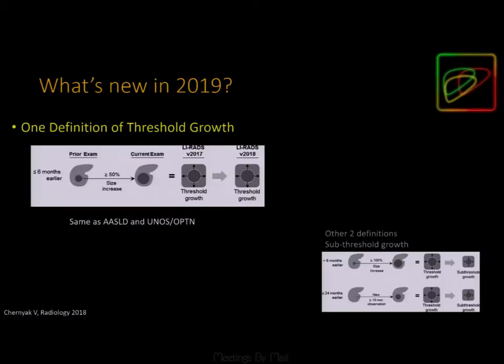What else did we do? We basically removed some of the complexity around threshold growth, and we've unified. So there is one definition in the United States for threshold growth. That one definition applies to OPTN, it applies to AASLD, and it applies to LI-RADS. And it's here. It's basically a greater than or equal to 50% increase in size in less than or equal to 6-month interval of time. The other versions of threshold growth that we recognized in the past have now been kind of demoted to subthreshold growth.